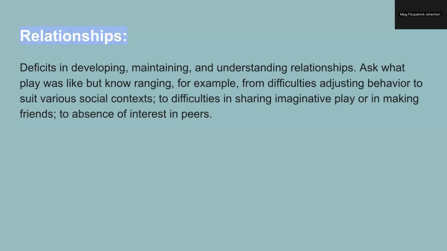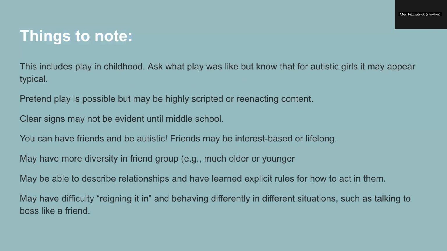And the last area is relationships. This is defined as deficits in developing, maintaining, and understanding relationships. For example, difficulties adjusting behavior to suit various contexts, difficulties in sharing imaginative play or making friends, and absence of interest in peers are all things that could show up. Things to note: this includes play in childhood, as we have mentioned.